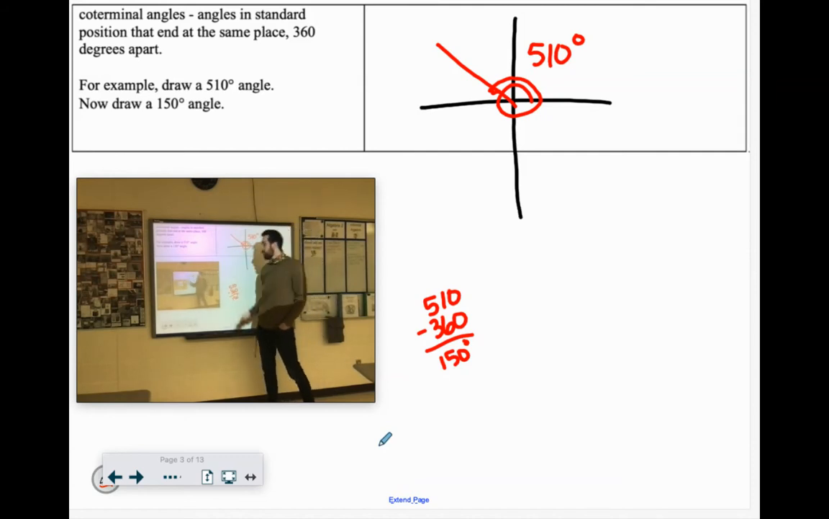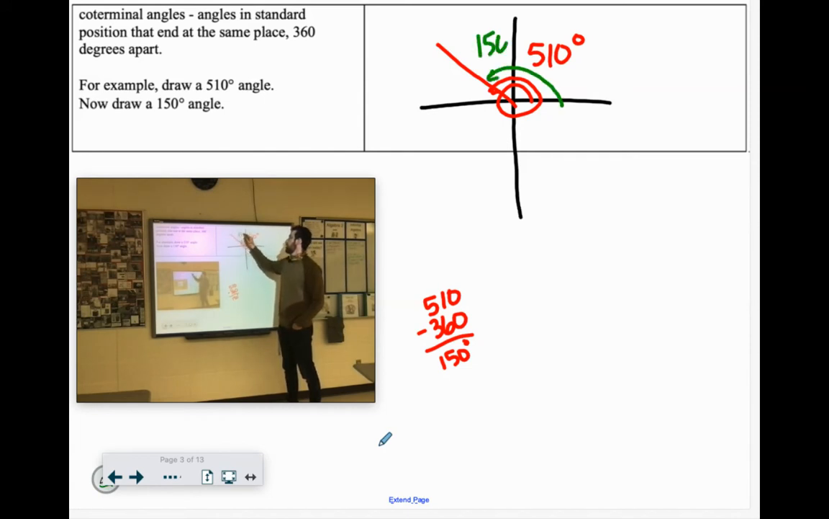Now it says draw a 150 degree angle. So a 150 degree angle would just start here, would go up there, 150. They end in the exact same place. So these are called coterminal angles.